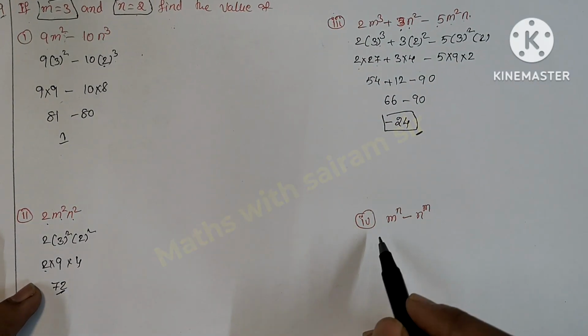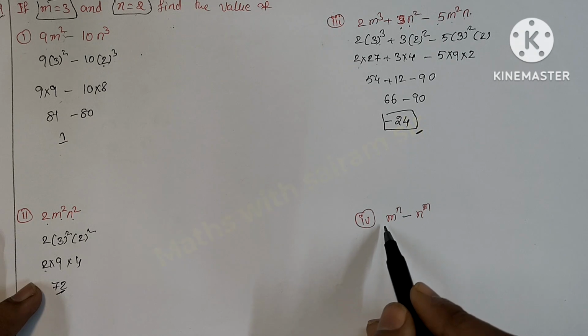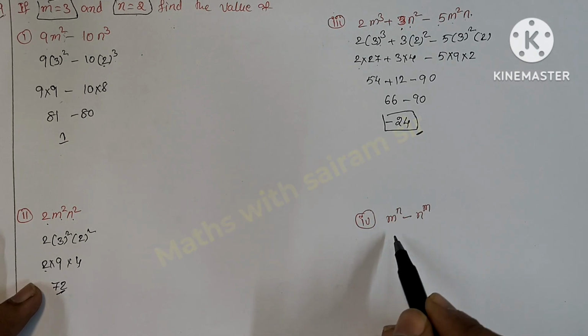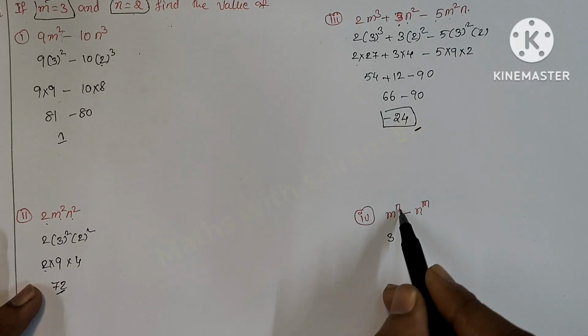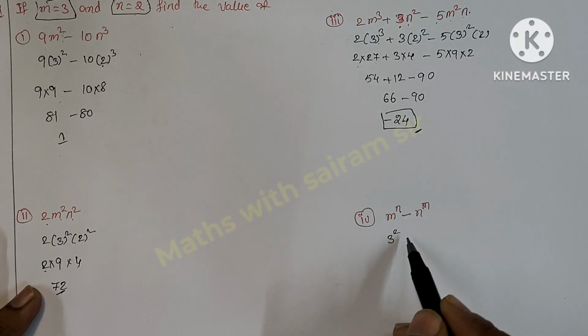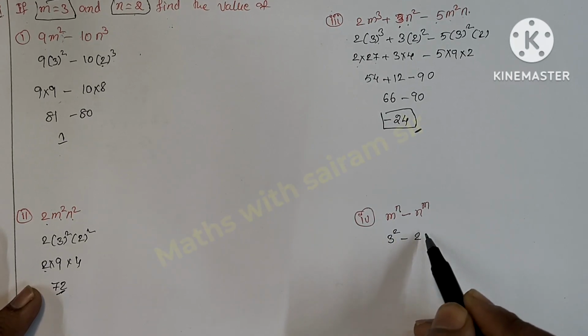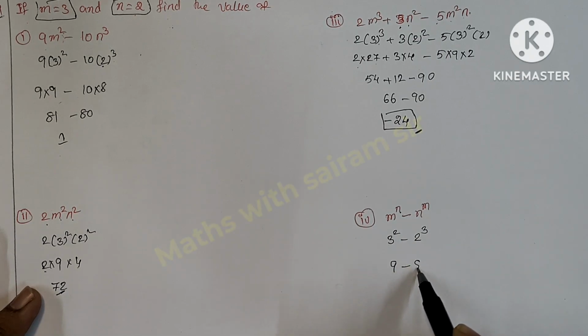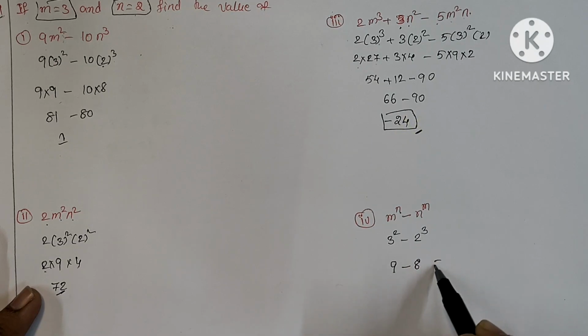Now let us see the last problem in this bit. m to the power of n minus n to the power of m. Here m value is what? 3, to the power of n is 2, that means 3 square, minus 2 cube. 3 square value is 9, minus 2 cube value is 8. 9 minus 8, that is 1.